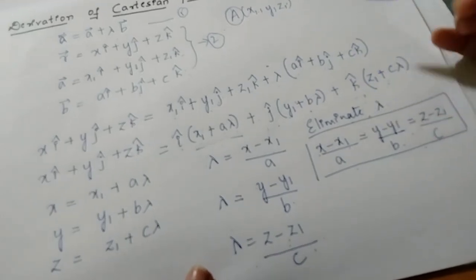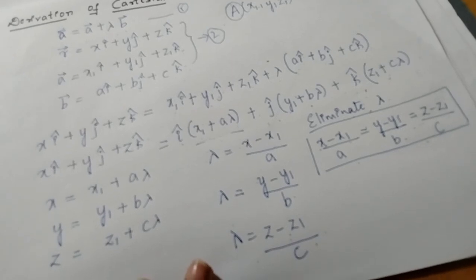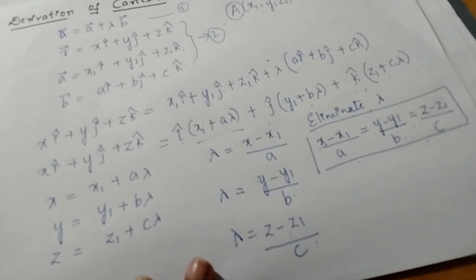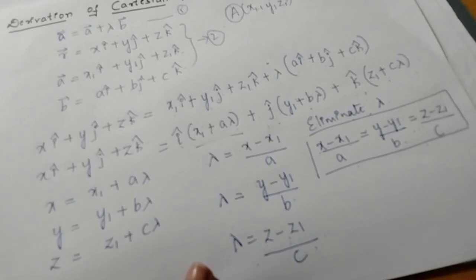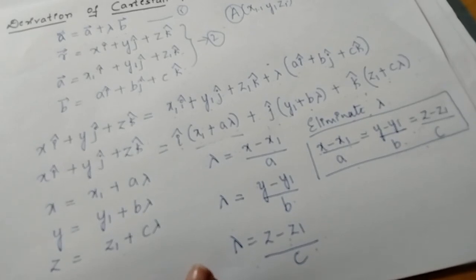Okay, so next class I am going to derive the equation of a line passing through two points. This was passing through one given point. So next derivation, equation of a line passing through two given points. One derivation, then derivation of Cartesian form again from vector form. Okay, these two we shall see in the next class.